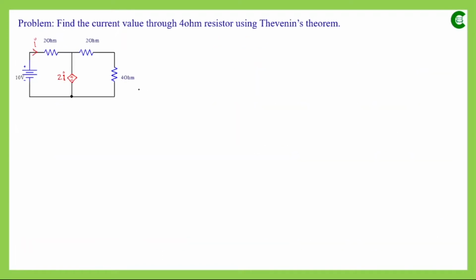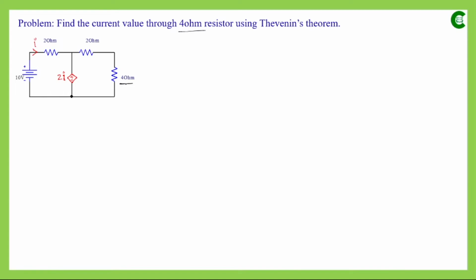Now in this circuit, we can see that we have three resistors. We have one independent voltage source and one dependent voltage source. This dependent voltage source depends on the current flowing through this 2 ohm resistor; the value of this voltage source is 2I. Now we have to Thevenize this circuit where we have a dependent source, and we have to find the current value through the 4 ohm resistor.